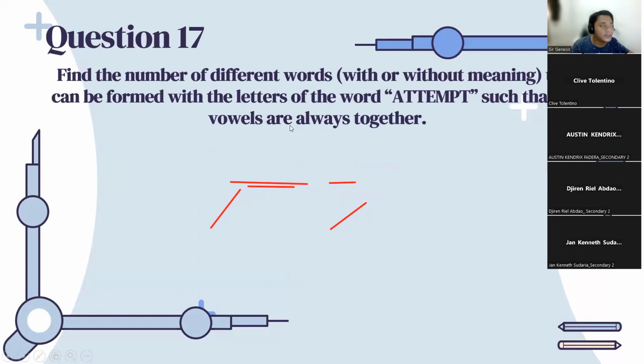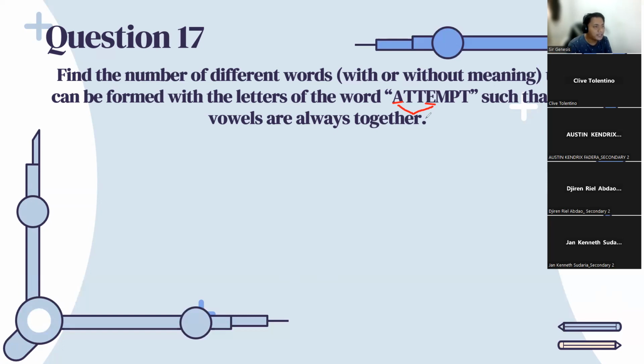For 17, find the number of different words, with or without meaning, that can be formed with the letters of the word attempt, such that the vowels are always together. Okay, so for this one, vowels are always together, right? So what can we do? We can collect all the vowels first and then create a group. So what are the vowels here? The vowels are A and E. So we have one group already containing two letters.